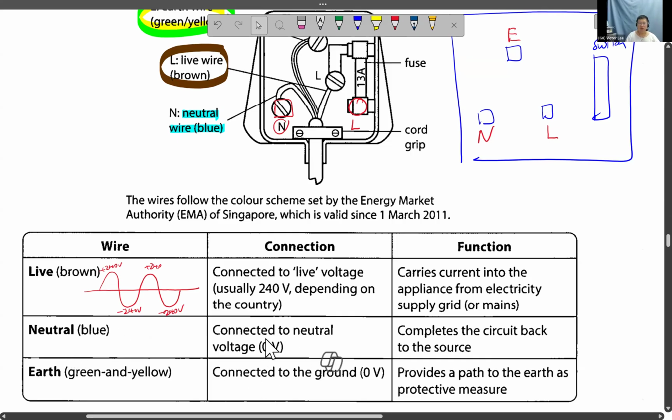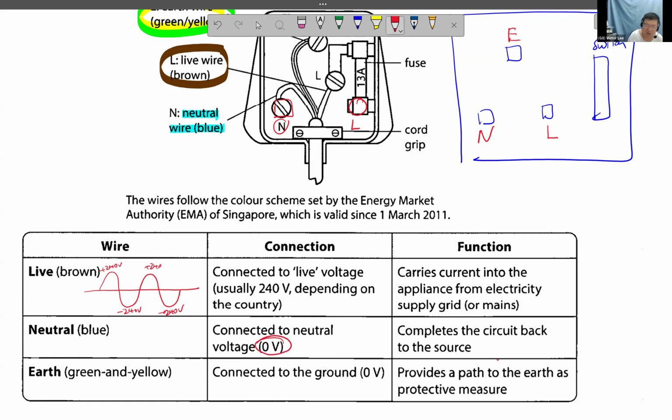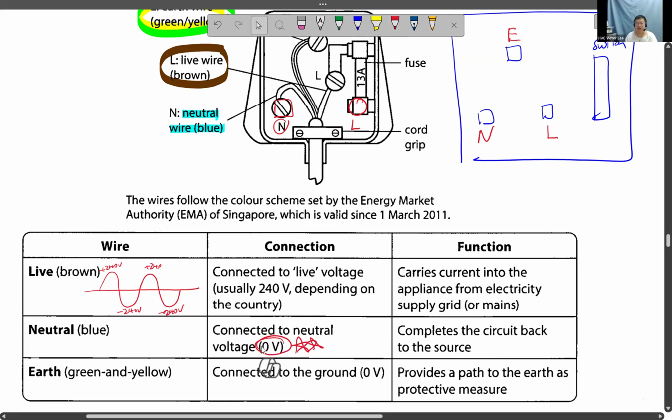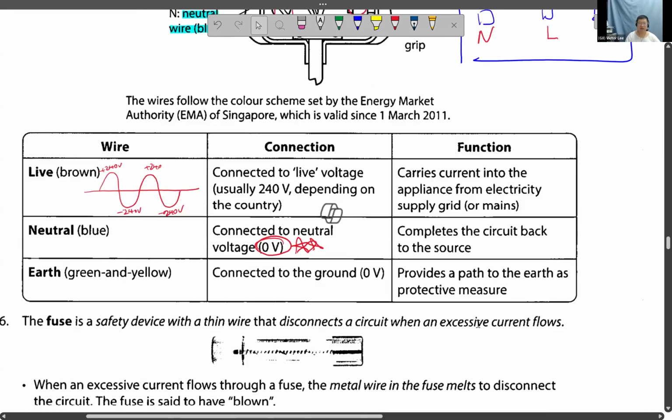Now the neutral is always blue. Neutral is never changed. Blue is always 0 volt. It just stays at 0. You don't have to worry about what it is. And then of course this earth wire is actually connected to the ground with 0 volt also. Okay, this is a fuse.